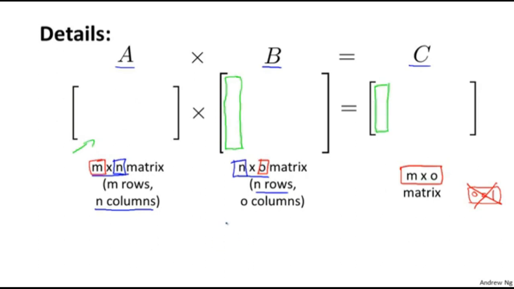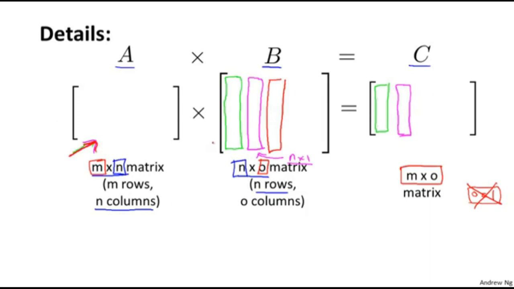Then I'm going to take the second column of B. So this is another n by 1 vector, an n-dimensional vector. I'm going to multiply this matrix with this n by 1 vector. The result will be an m-dimensional vector, which I'm going to put there, and so on. Then I'm going to take the third column and multiply it by this matrix. I get an m-dimensional vector, and so on, until you get to the last column: the matrix times the last column gives you the last column of C.